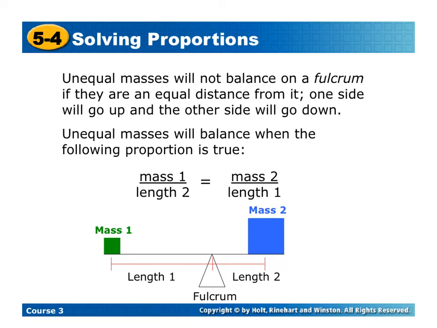However, unequal masses will balance when the following proportion is true. So mass 1 over length 2 is the same as mass 2 over length 1. So basically taking length 1 and mass 2 and mass 1 and length 2 and balancing each other out.